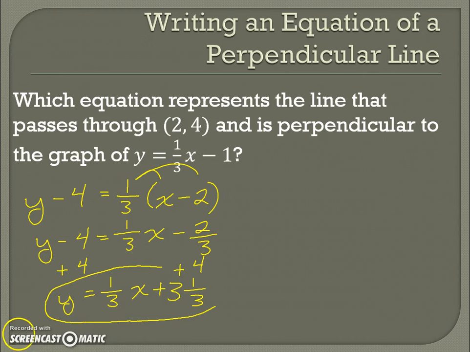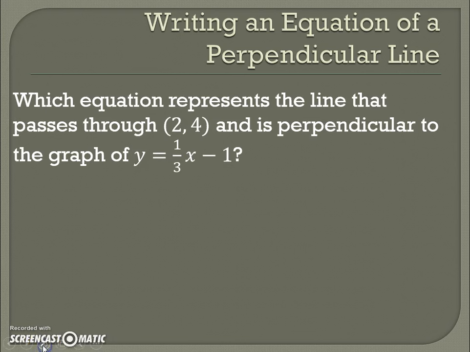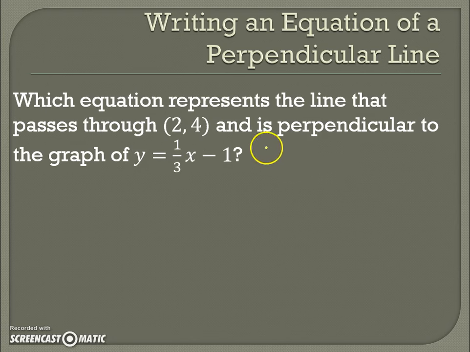Hold on here. Wait, I made a mistake. The mistake is it's perpendicular, so I had to use the opposite reciprocal. Let me fix all this. My apologies. But I'm not going to redo the whole problem because then I'd have to redo the whole video, and I'm not doing that. So let's try this again. So here it's negative 1/3. So I want y minus 4 equals the opposite reciprocal of this, which is negative 3, times x minus 2.